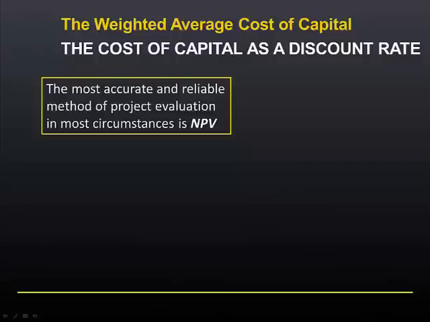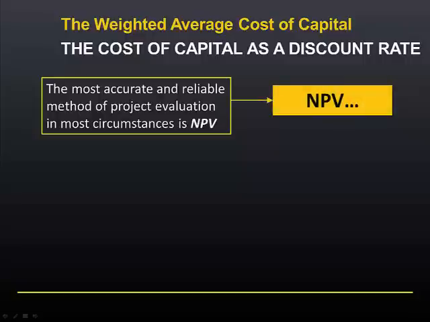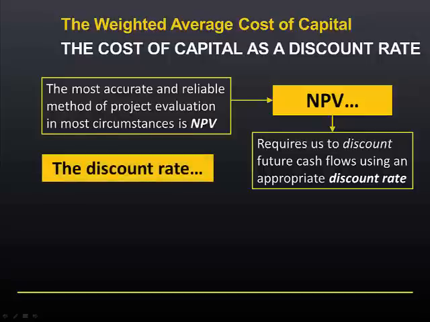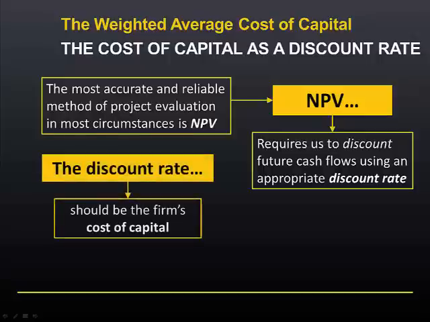In the next topic, we will look at methods of project evaluation, and we will determine that the most accurate and reliable method of project evaluation in most circumstances is net present value. This requires us to discount future cash flows from a project using an appropriate discount rate. The discount rate should be the firm's cost of capital.